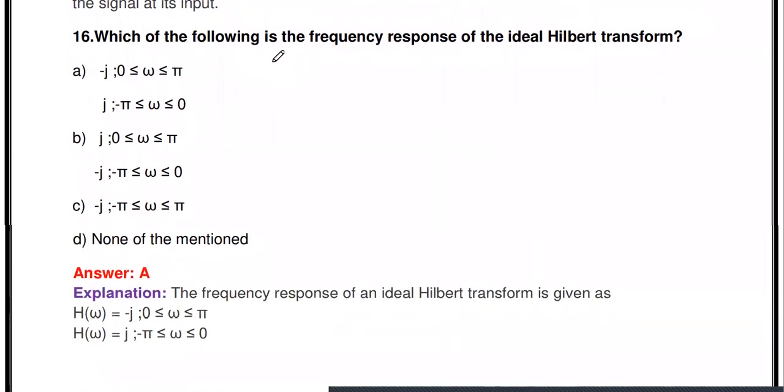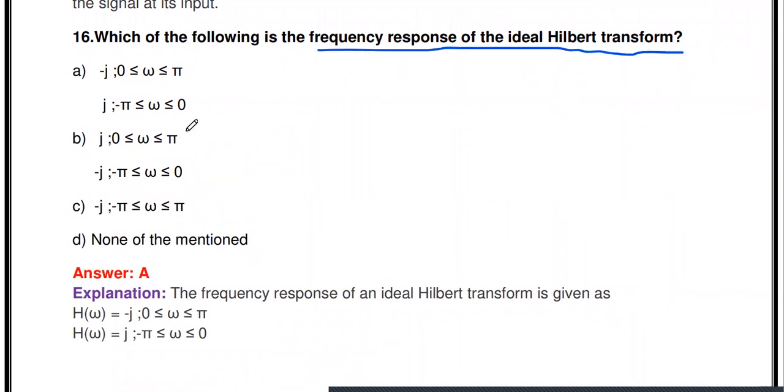The ideal Hilbert transform can produce a phase shift of 90 degrees to the input signal. Then, which of the following is the frequency response of the ideal Hilbert transform? We discussed the frequency response of the differentiator. What is the frequency response of the differentiator? It's j omega for omega between minus pi to pi. Similarly, the frequency response of the ideal Hilbert transform is this one.